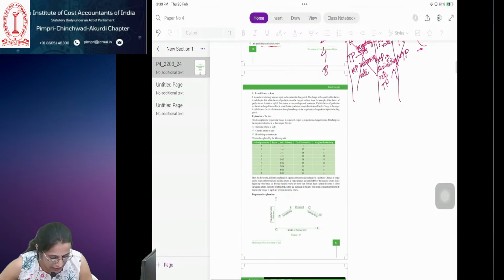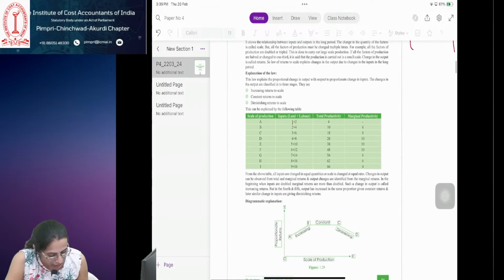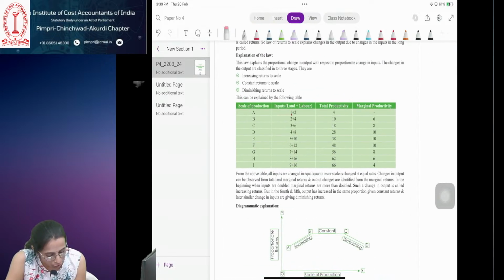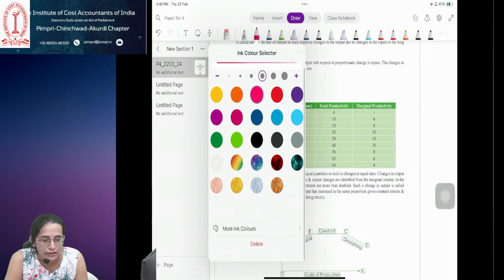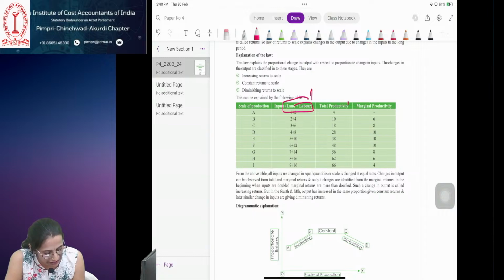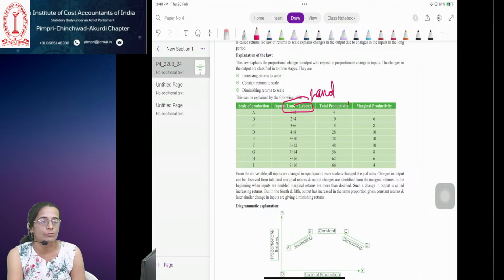So see, this is the table where we will be discussing. There are two factors of production. You can see on the screen, land and labor. So we are changing both the factors of production, land and labor. In the previous example, when we were studying the law of variable proportion, only labor was changing and land was fixed, right? So one factor is variable and other factors are constant. But here in the law of returns to scale, all factors are variable, and this law is for the long run, right?